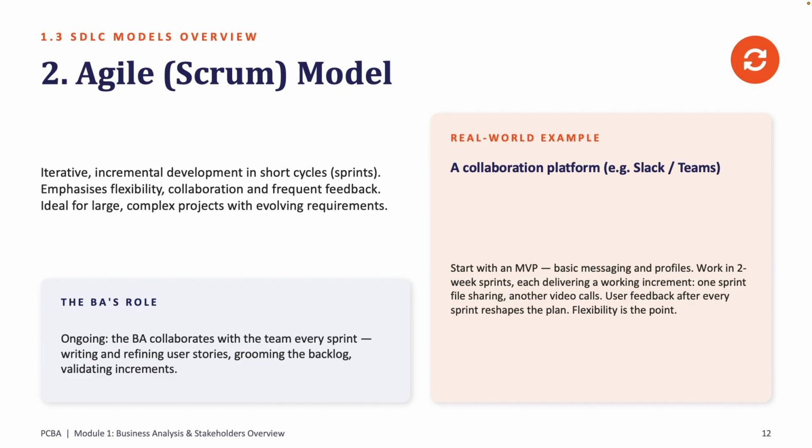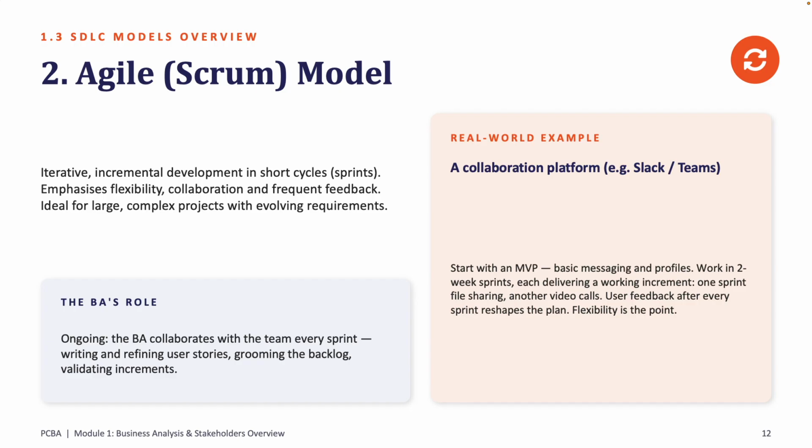Then it is ideal for large complex projects. So if you're doing a very complex project, you need to employ the agile model or the Scrum part of it. So as a business analyst, you collaborate with the team in every sprint, writing and refining user stories. Here you're grooming the backlog of the product or the systems or the project itself while you try to validate the increments part of it.